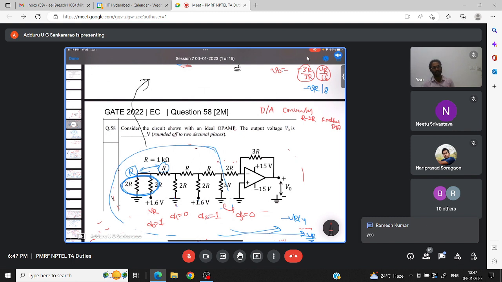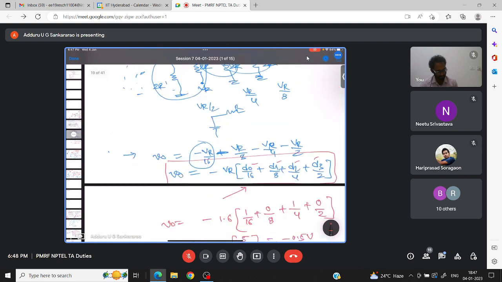You can try it later. If there are 3 bits, then in this what will you get?